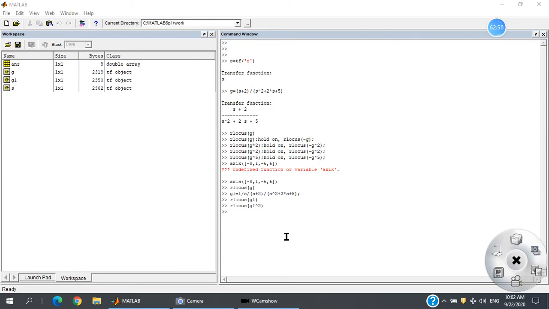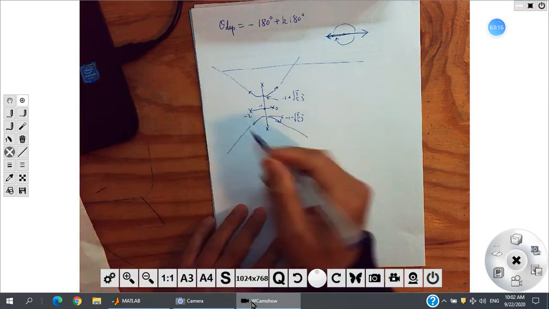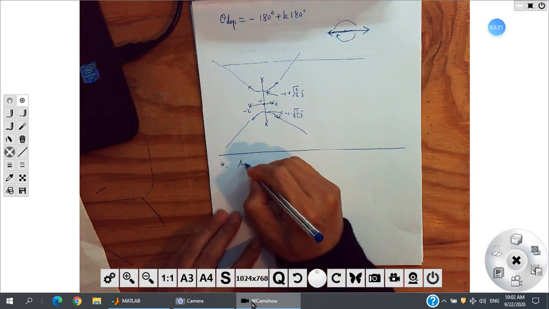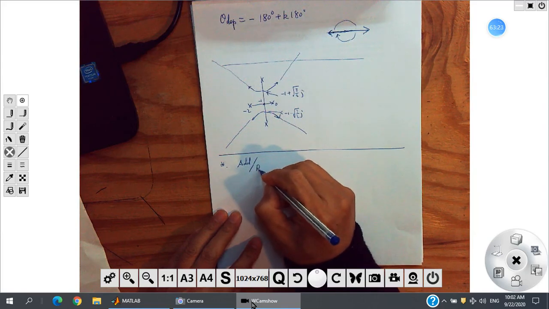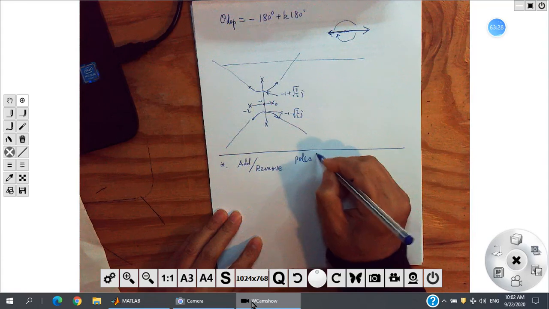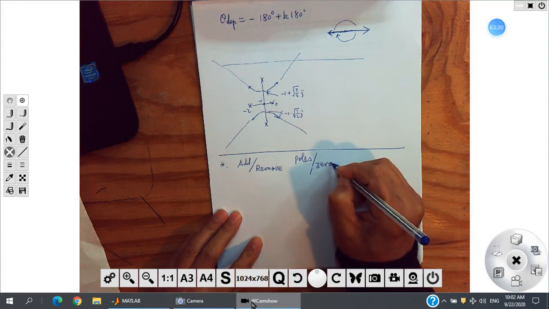And I think we're almost done with the root locus. Oh, we have one more topic. If we add a zero or remove a zero, or add a pole or remove a pole, what will happen? We consider this. One more thing: add or remove poles or zeros. What will happen?